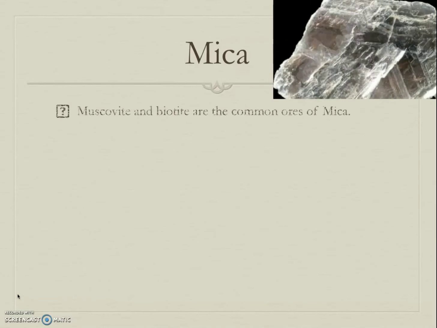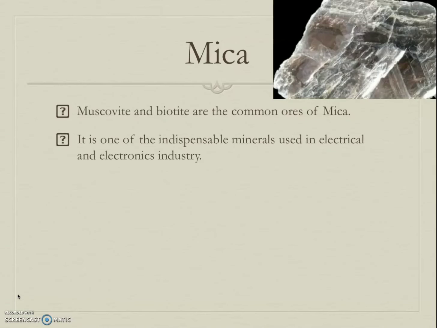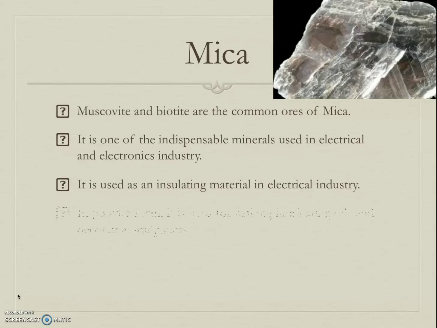Muscovite and biotite are the common ores of mica. It is one of the indispensable minerals used in the electrical and electronic industry, and it is used as an insulating material. In powder form, it is used for making lubricating oils and decorative wallpapers.